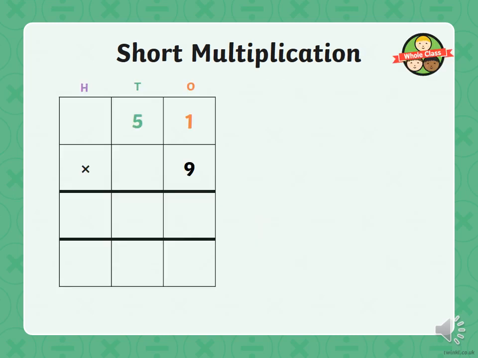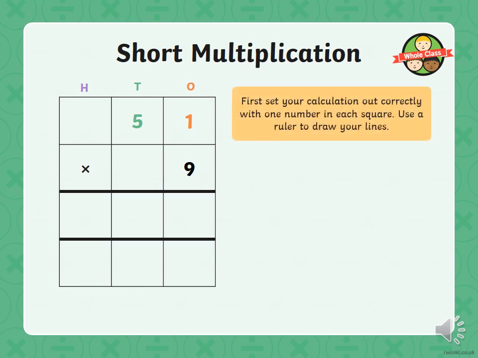So short multiplication. So the multiplication question here is, what is the multiplication question, guys? Have a look at this grid. What does it say? Well done. The question here for us is 51 multiplied by 9 or times 9. So the first thing that we do is, which column do we need to look at? First, set out your calculations correctly with one number in each square. Use a ruler to draw your lines.